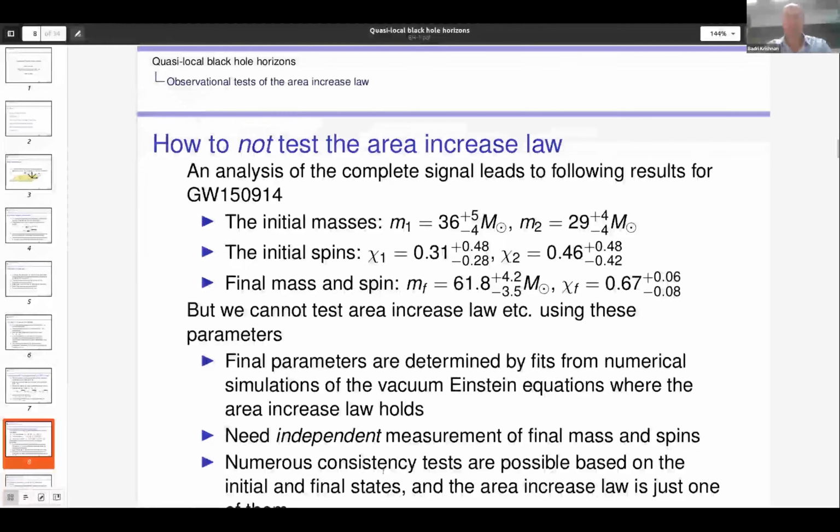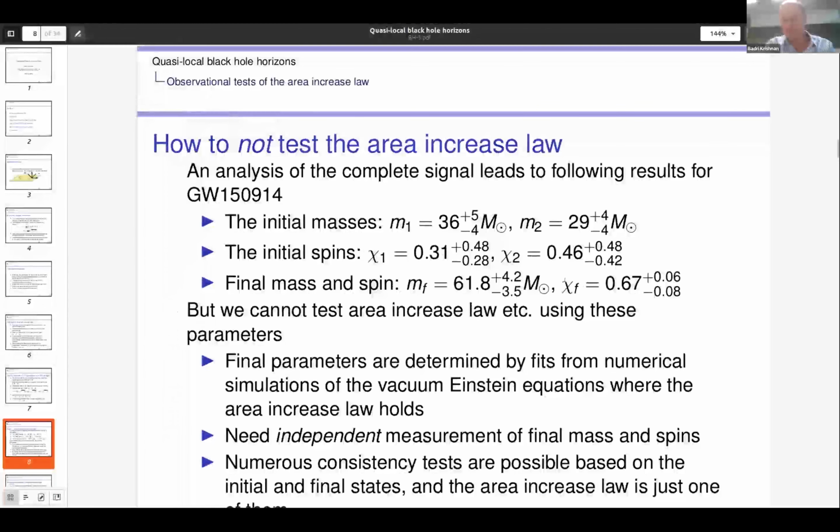You can do that, of course, and you'll find it's always satisfied, but this is not a test of that area law because of the following reason, which is that in this analysis, what was done was that M1, M2, chi1 and chi2 are the things that are really measured, okay?